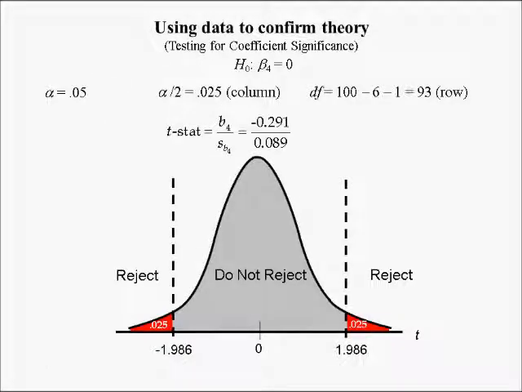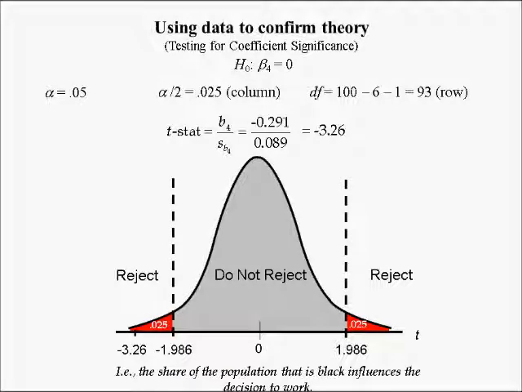So we divide the estimated coefficient by its standard error, and we get negative 3.26. Negative 3.26 is out in the left side rejection region, meaning we reject the null at a 5% level of significance. That means the share of the population that is black influences or is associated with more employment of low-income single mothers.